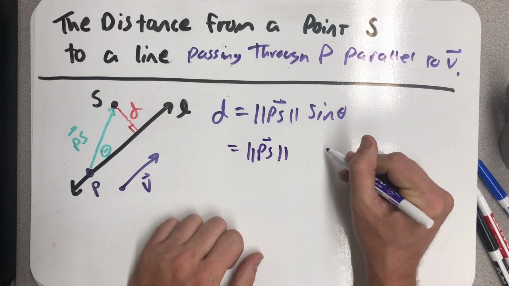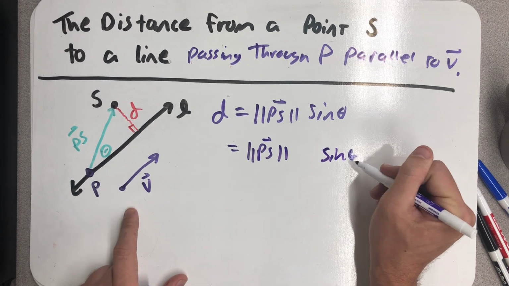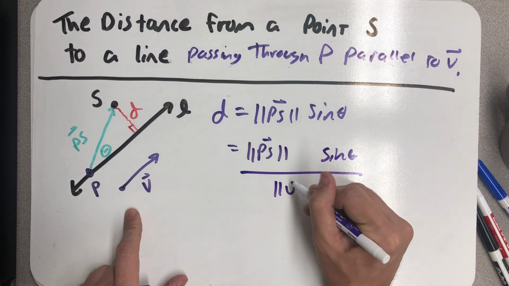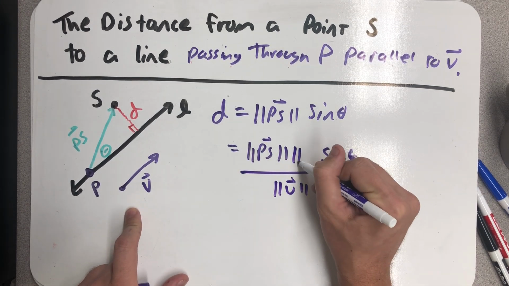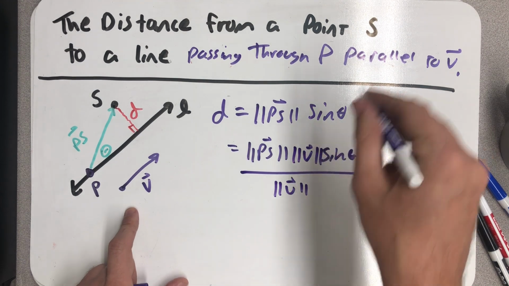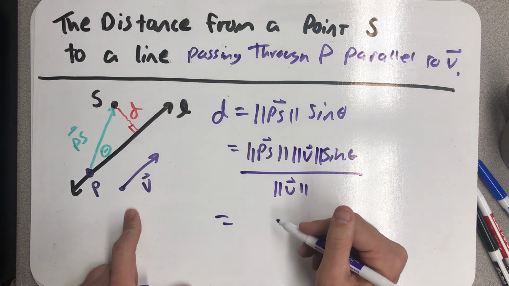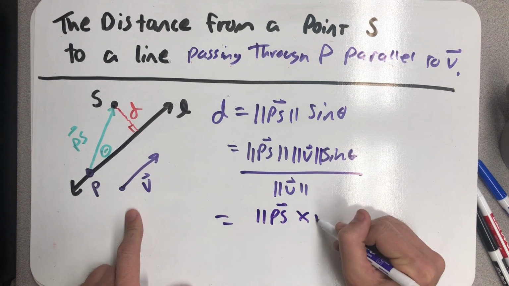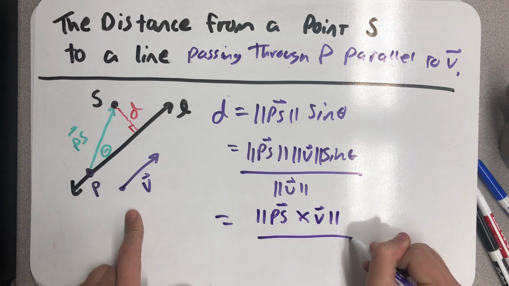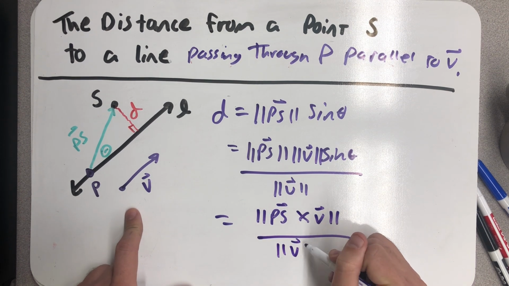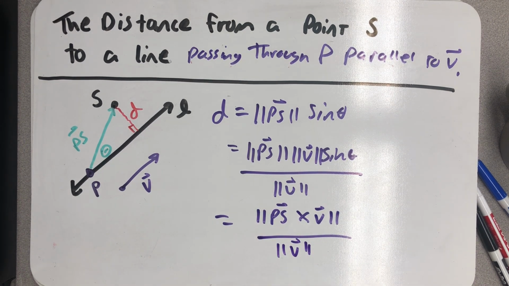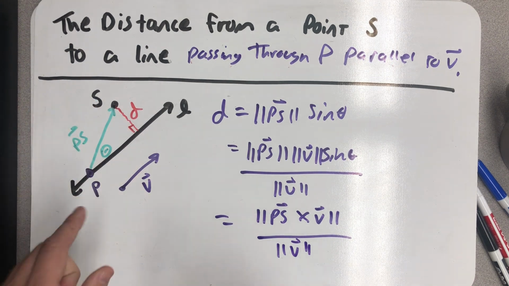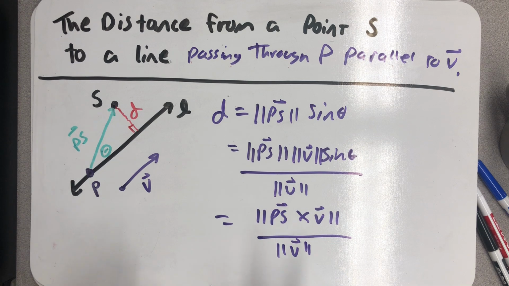So I'm going to involve the only other vector I know anything about. If I divide by the magnitude of V and multiply by the magnitude of V, then these are the same equation. And now what I have is the magnitude of the cross product of PS and V divided by the magnitude of V. In this way, if I just know these 2 points, well, that means I know these 2 vectors. I can do this calculation for distance entirely with the vectors. I don't need to know the angle between them.